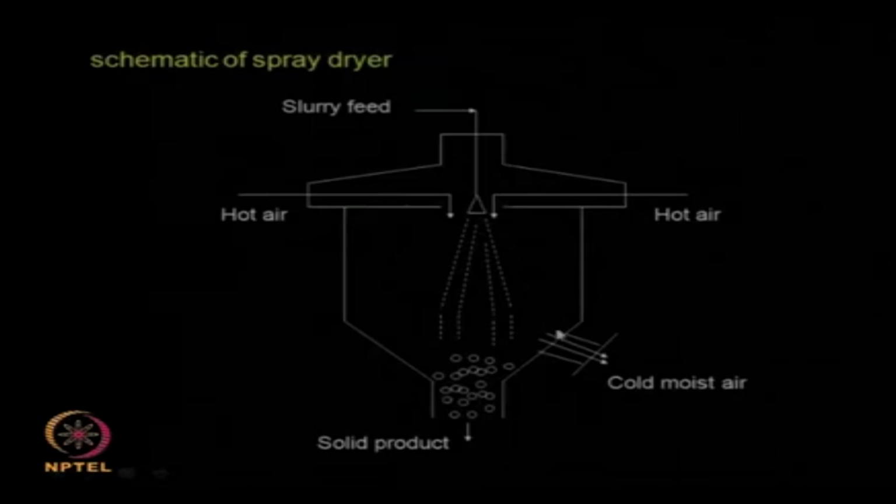Now the hot air has become slightly colder because it has given up its heat, plus the moisture that was present in the solid got transferred, that is why it has become cold moist air here. So we can do this continuously: you can continuously feed, continuously send hot air and continuously remove the solid product.